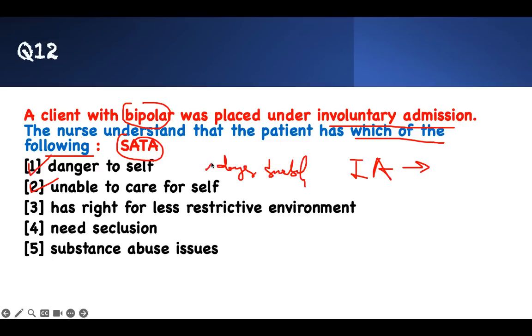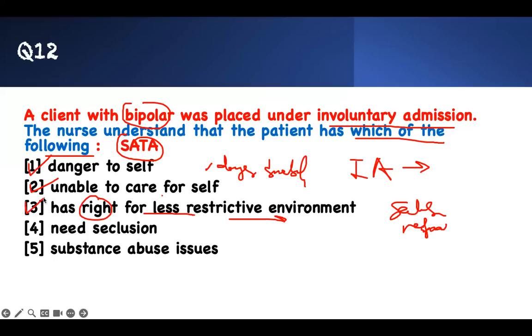We can do that. That's right for a less restrictive environment. Just because we are admitting you involuntarily doesn't mean we have to restrict you from doing anything. Yeah, this is right. Everybody, when admitted, has a right to a less restrictive environment. That means we don't put them in seclusion or restrain them right away, right? So for this patient, involuntary admission is just the admission aspect of it. You just admit them to the hospital. The patient's rights still persist. Just because you involuntarily admit them, the patient loses all the rights they have. That's wrong.